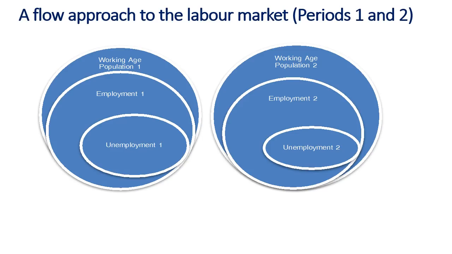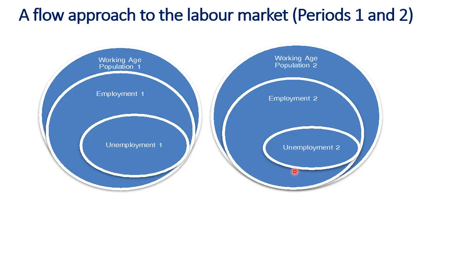Well, here we have a diagram that enables us to understand the flows between the components. And we can see here the two periods, this is period 1 and this is period 2, that the working age population is static, it hasn't changed. But we can also see that the workforce, which is inside the working age population, has changed. See, this circle has become smaller, so the workforce has shrunk.